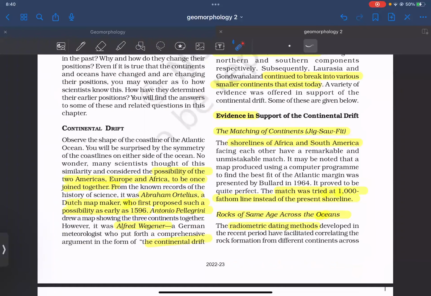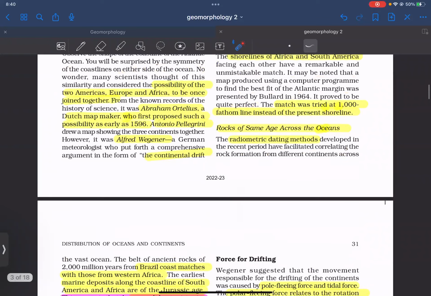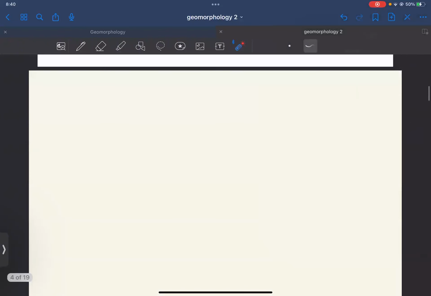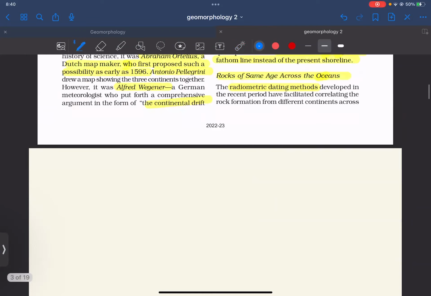To explain this, various theories have been given. First of all, Abraham Ortelius said that if we join Europe and Africa, it will create one large landmass. This idea was supported by Antonio Pellegrini also. Now came Alfred Wegener. I'll give you the crux of his theory. First of all, I'll give you the crux of all the theories, then we can start with the explanation part.